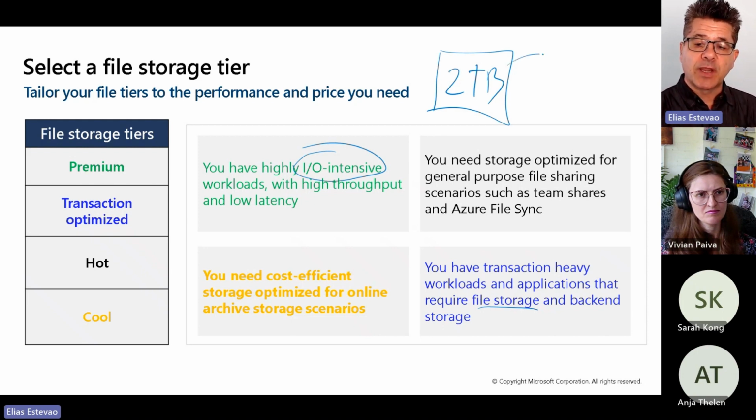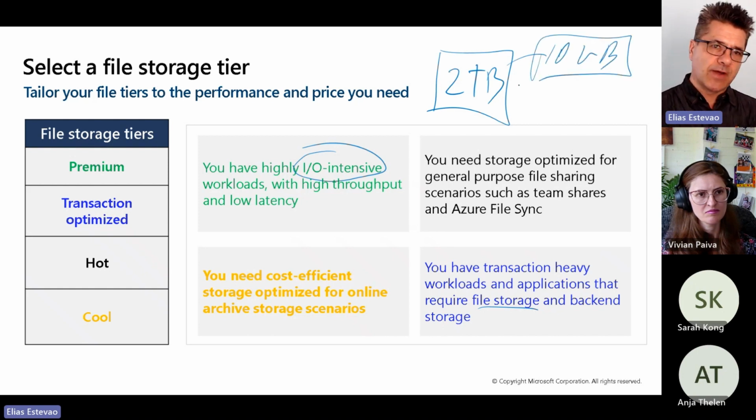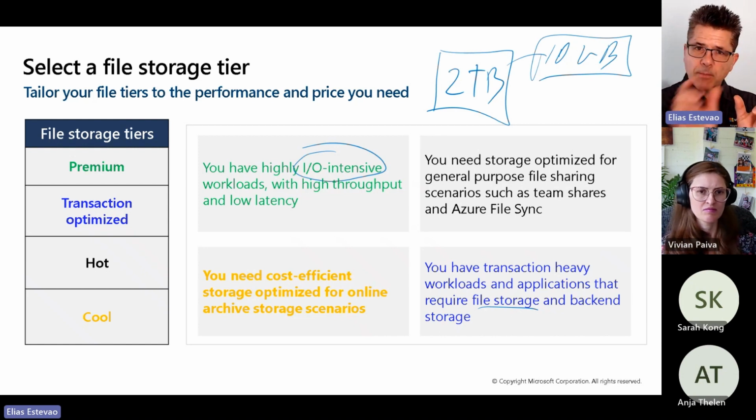Now, if you take a snapshot, I can take a snapshot of this file share. Supposedly I have 10 gigabytes that I'm using on this file share. Now I have a 2 terabytes plus my snapshot, I have 10 gig. I pay for that 10 gig of the snapshot. If I have 10 of those, 10 times 10, right? So just think about that for a moment.